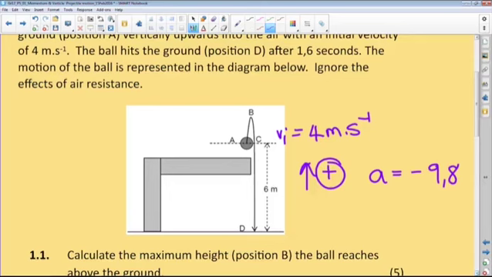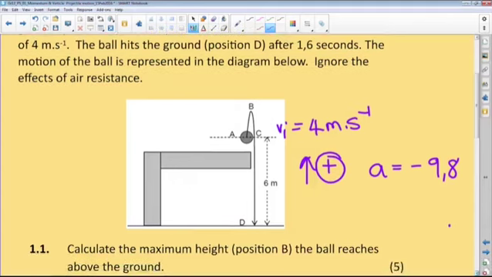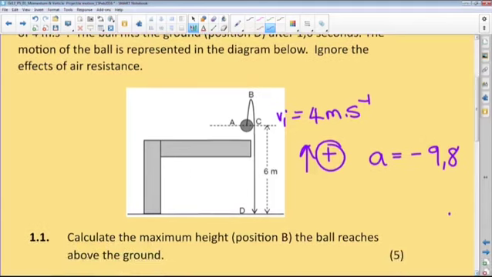So calculate the maximum height the ball reaches above the ground. So over here, when we look at this, we go, all right, maximum height, we're looking for position B. We know we've got the 6 meters, so what we need to now calculate is what is that height. So what do we know? Well, we know initial velocity is 4. When it gets to position B, it stops, so final velocity there is 0.